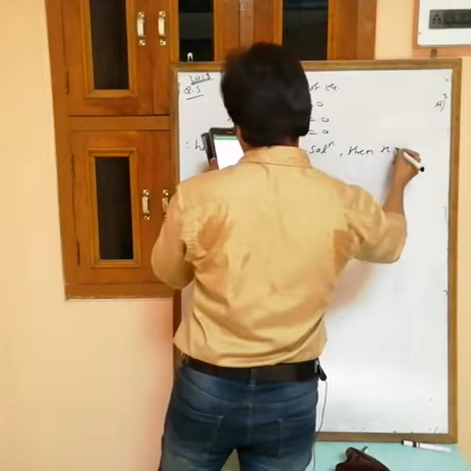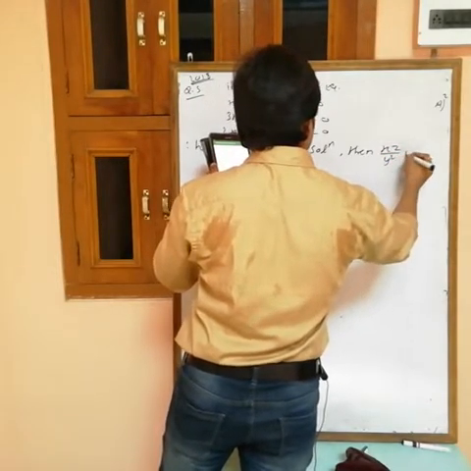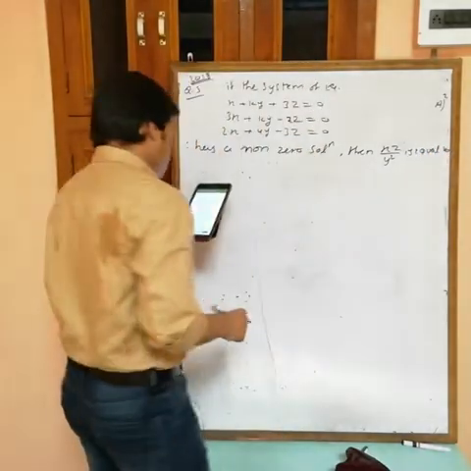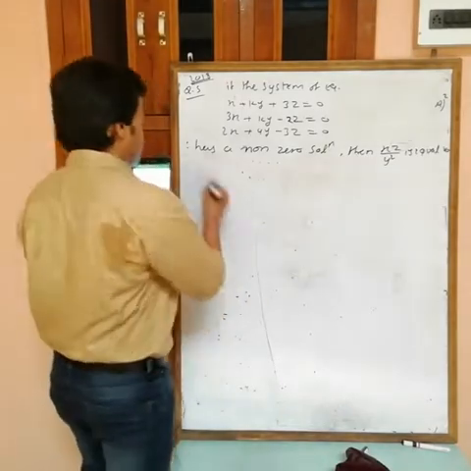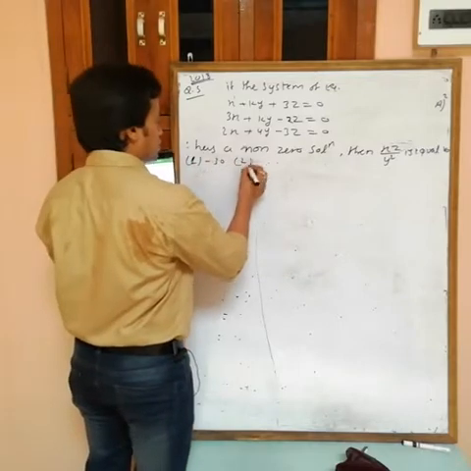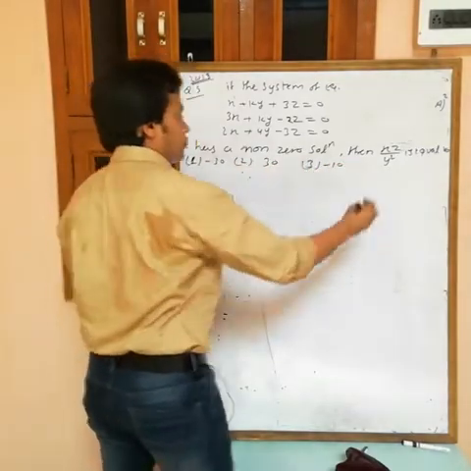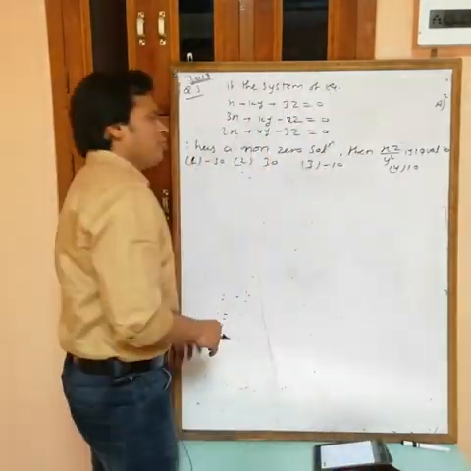then xz/y² is equal to what? The options are: A is minus 30, second is 30, third one is minus 10, and fourth one is 10. Okay, now you want the value of xz by y square.